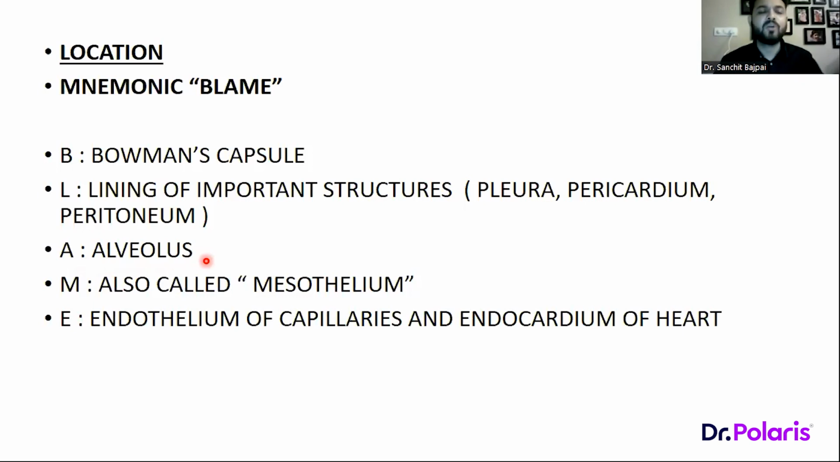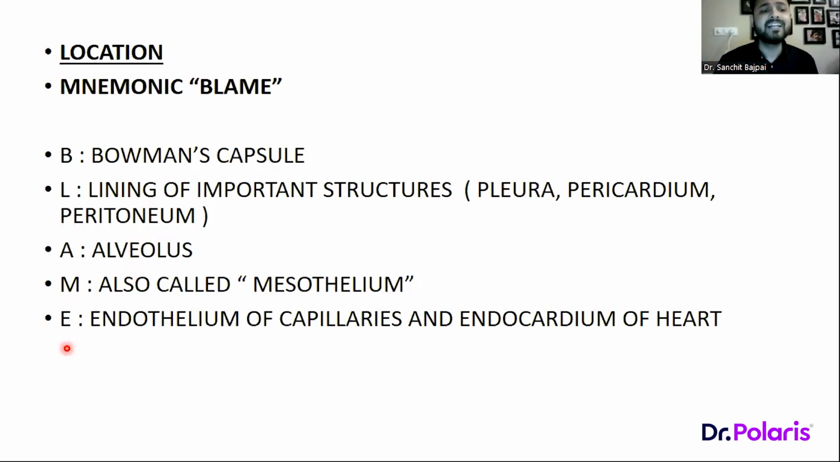Okay, I'll show you what exactly they do. Now, M is the mnemonic for mesothelium. Don't forget, the lining of important structures like pleura, pericardium, and peritoneum is called mesothelium. That's why I've kept M separately. A very famous question is, which of the following structures is lined by mesothelium? So you should not confuse pleura, pericardium, peritoneum. They are all collectively called mesothelium because they are lining important structures.